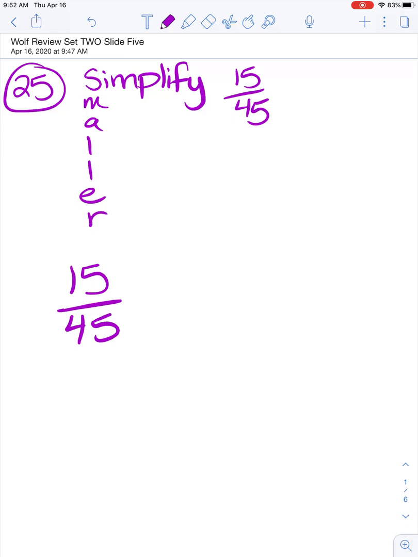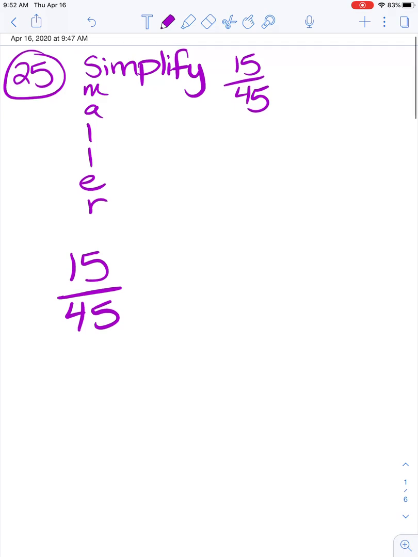Well, they both end in a 5, so I know 5 can go into both of them. So let's try that. I'm going to divide by 5 on both. And the reason I knew 5 goes into both is because they both end in a 5. Remember, if they end in a 5 or a 0, 5 goes into it. So I know that 15 divided by 5 is 3. If you weren't sure, count by 5s. 5, 10, 15. 45 divided by 5 is 9. Again, if you didn't know that, count by your 5s.